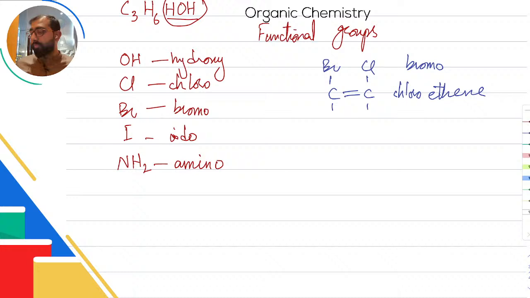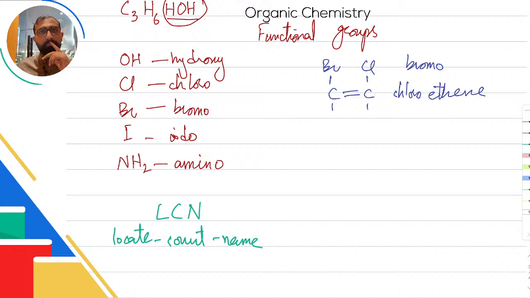You just count them. And for that, you do something that I like to call LCN. What is LCN? LCN means locate, count, name. Okay? Locate the functional group, count how many they are, and then name it. Okay? So, for example, in this case, bromine and chlorine are not on the same atom. One carbon has bromine and one carbon has chlorine. It's not the same carbon. I could have a different compound which would have chlorine and bromine on the same carbon, and this would still be bromochloroethene.